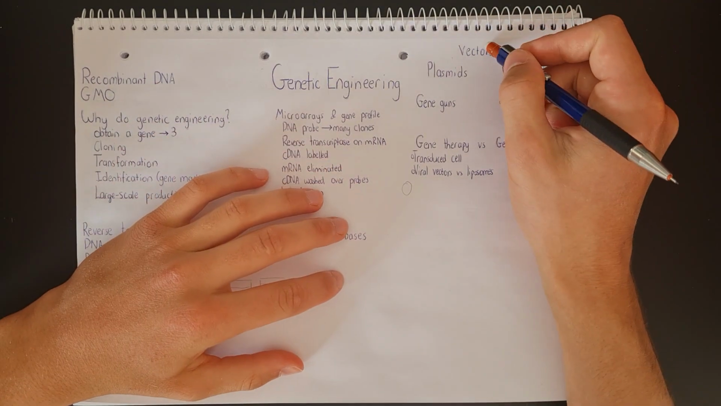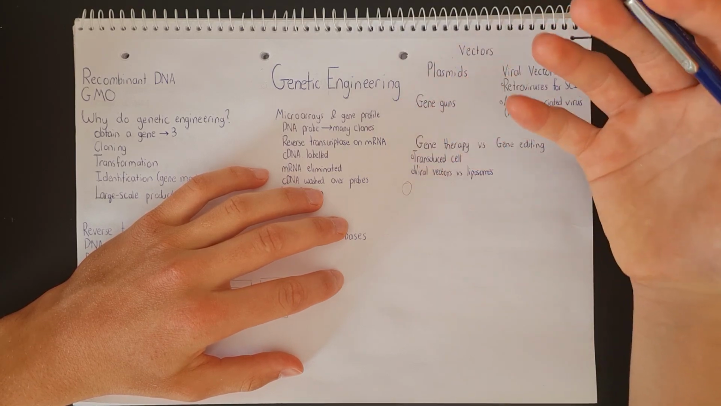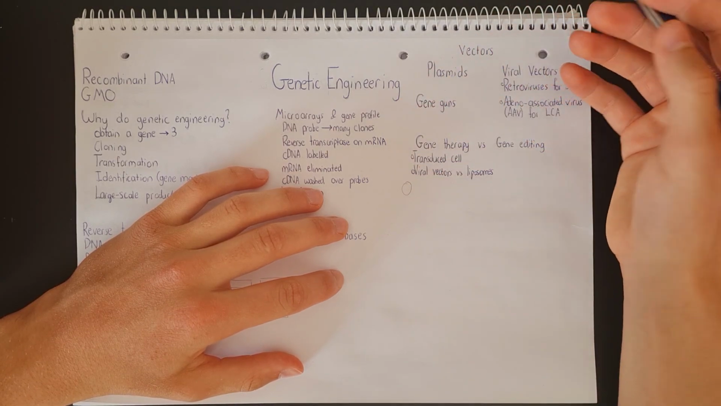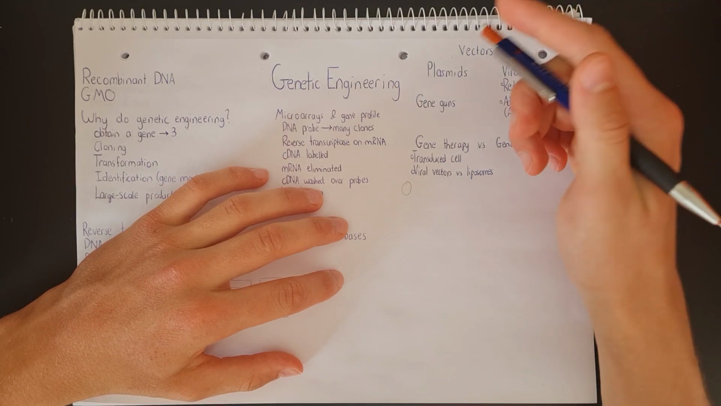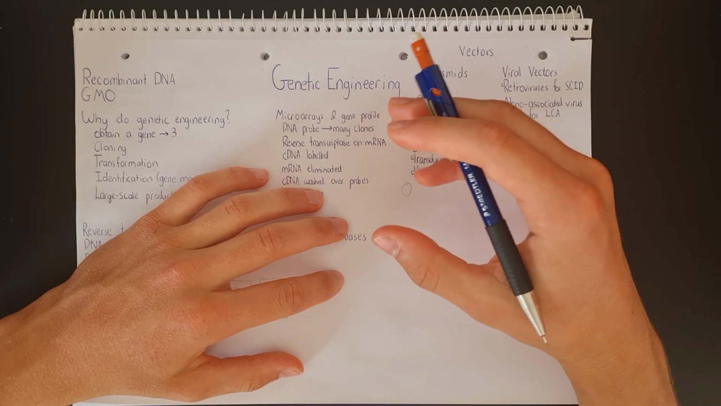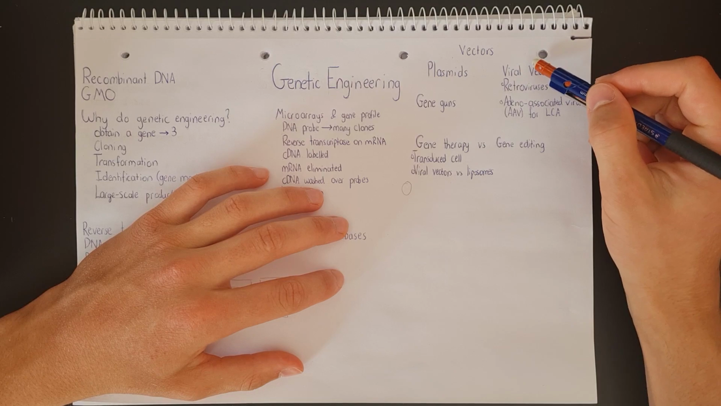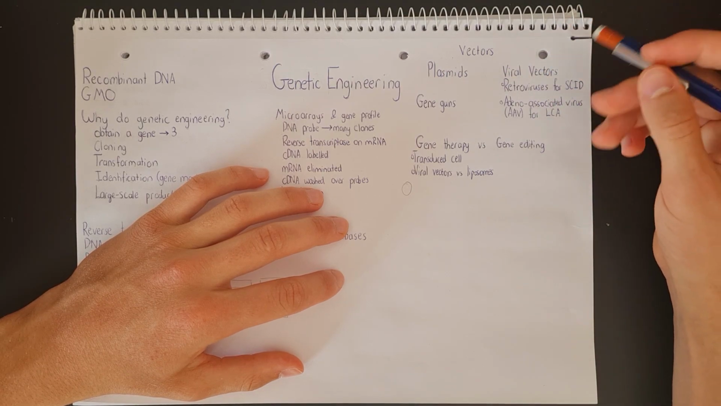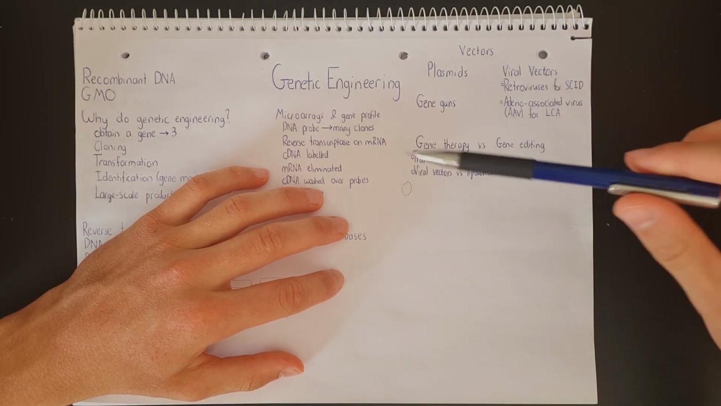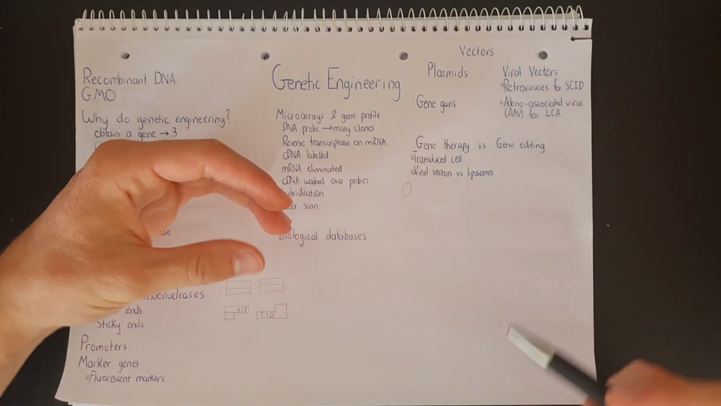So now let's take a look at vectors. In biology, a vector is a tool that can be used for the transfer of genetic information into an organism. Plasmids are generally used for the transfer of genetic information into bacterial cells, so into bacteria, whereas viral vectors, so viruses, are generally used for the transfer of genetic information into eukaryotic cells, like in humans, for example.